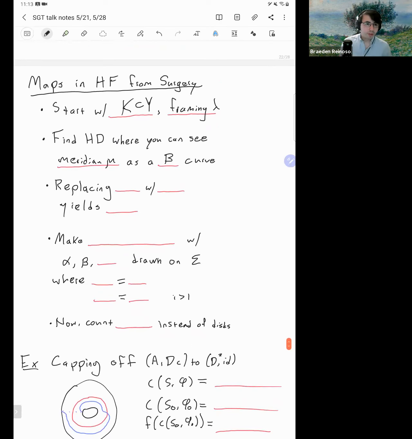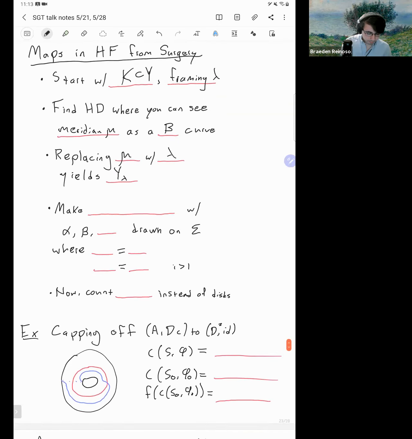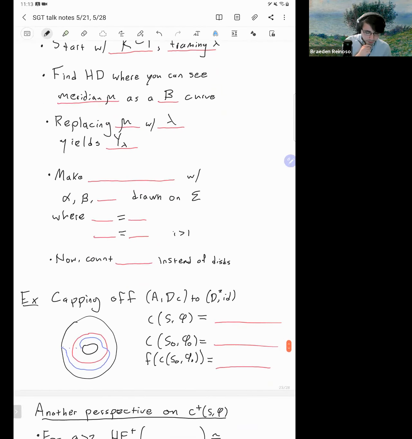And now to do surgery, what should you do? Well, you should just replace your meridian with the framing that you want to specify. So if you replace mu, one of your beta curves, with a new beta curve, which is literally your framing lambda, then that yields lambda surgery along K. So that should be a new Heegaard diagram for your surgery.